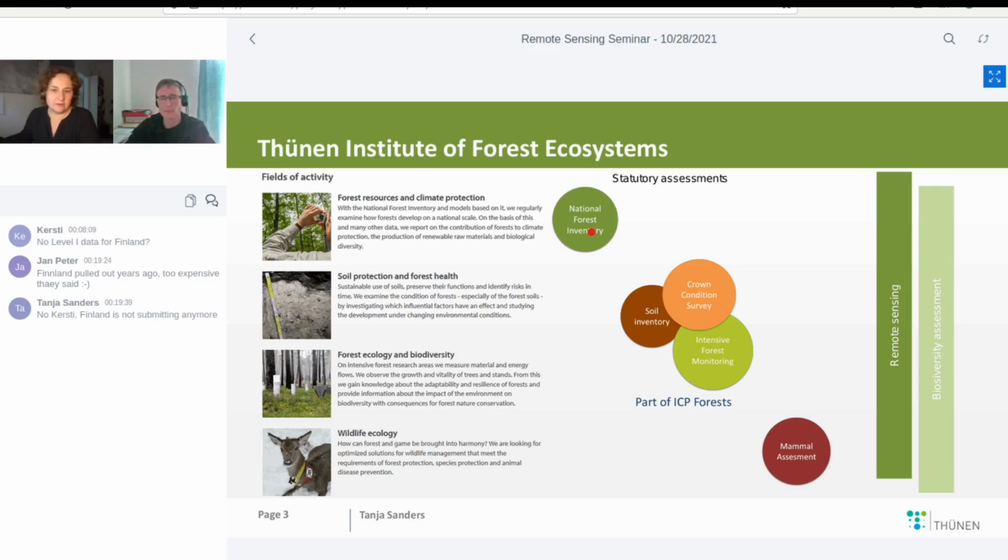We have several statutory assessments, the National Forest Inventory, the Crown Condition Survey, Soil Inventory, and the Intensive Forest Monitoring as part of ICP Forests and the mammal assessments. We are working as well with general techniques on the ground, but more and more with methods from remote sensing.